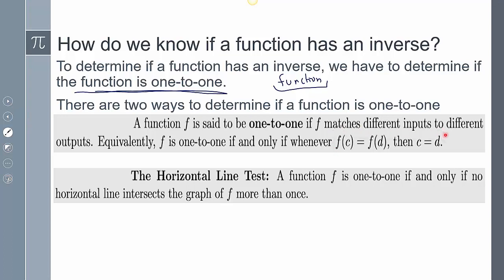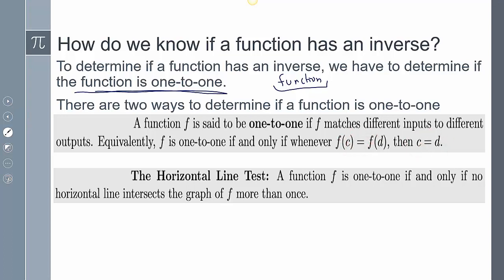So we would use this and we would prove it. So this is going to be like a proof. My function is 1-to-1 if and only if whenever f of c equals f of d, I then show that c equals d. So you start with this and then you show this.